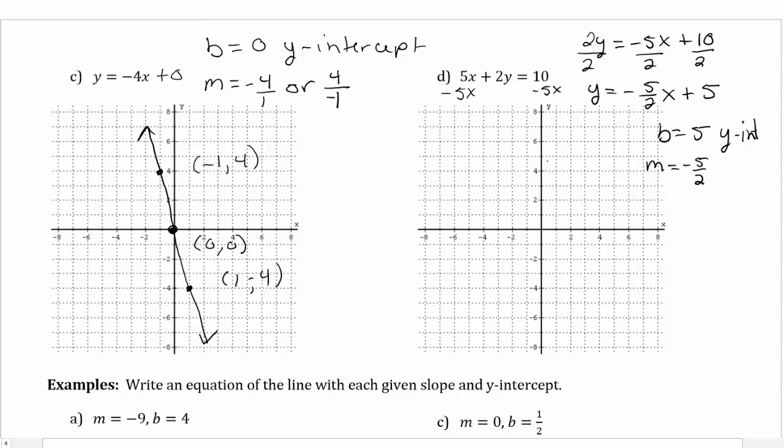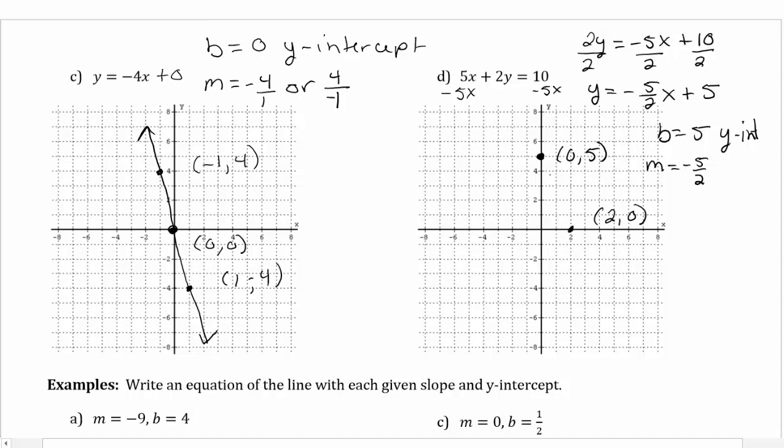So we can put our y-intercept on there at 5. So that's the point 0, 5. And then from there, we want to use our slope, negative 5 halves. So we can go down 5, right 2. That will put us at the point 2, 0. And then you can keep going in that direction.